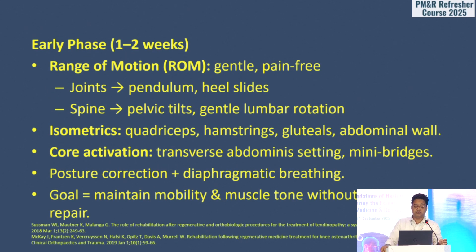In the next 1 to 2 weeks, we can start gentle, pain-free range of motion movement. For the joints, for the shoulder, pendulum exercises, and for the knee, heel slides. For the spine, pelvic tilt, gentle lumbar rotation. We can start isometric exercises in this phase, like for the quadriceps, hamstrings, gluteals, and abdominal wall. We can also emphasize core activation at this stage, like transverse abdominis activation, mini bridges. We also emphasize posture correction and diaphragmatic breathing. Our goal is to maintain mobility and muscle tone without stressing the repair.